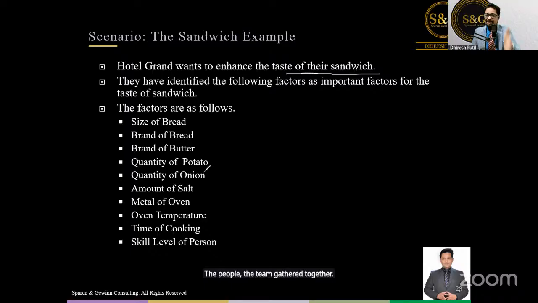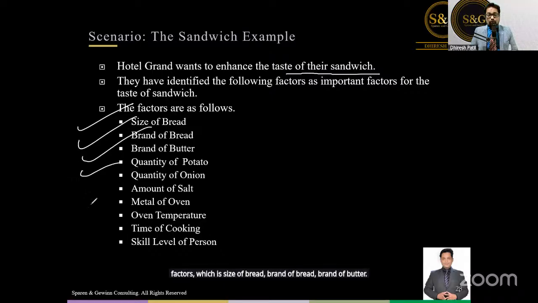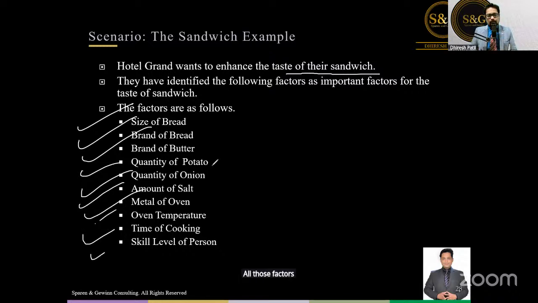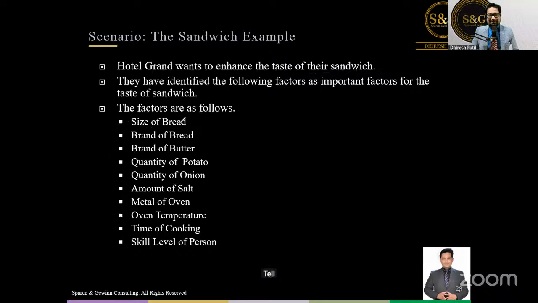First, they made a list of factors, which is size of bread, brand of butter, quantity of potato, quantity of onion, amount of salt, and all those factors. Now, just go through this list. Tell me, size of bread, big and small. What kind of data is it? Discrete or continuous? Type in the chat box. This is very important.